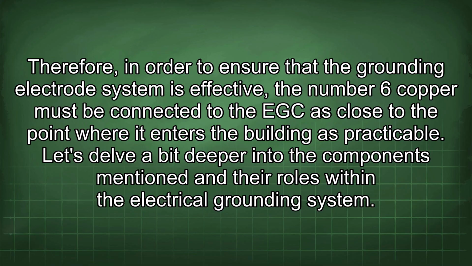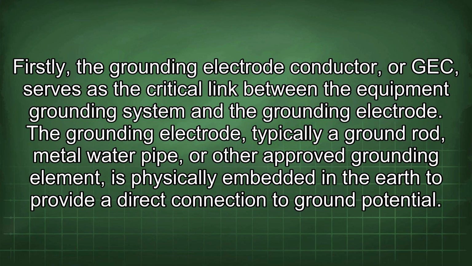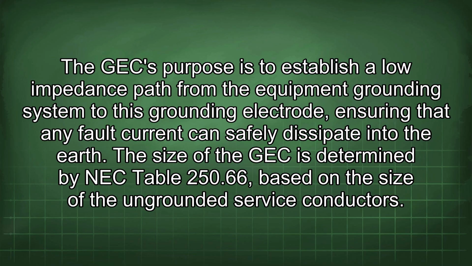Let's delve a bit deeper into the components mentioned and their roles within the electrical grounding system. Firstly, the grounding electrode conductor, or GEC, serves as the critical link between the equipment grounding system and the grounding electrode. The grounding electrode, typically a ground rod, metal water pipe, or other approved grounding element, is physically embedded in the earth to provide a direct connection to ground potential. The GEC's purpose is to establish a low impedance path from the equipment grounding system to this grounding electrode, ensuring that any fault current can safely dissipate into the earth.